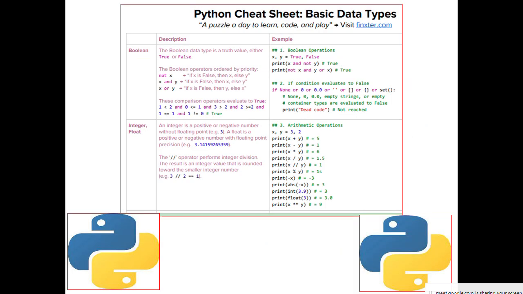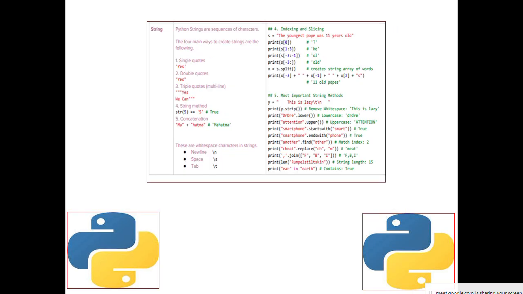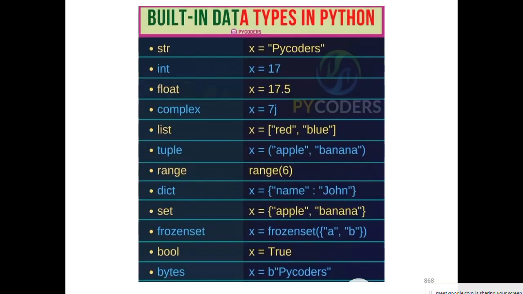So these are the operations. If you see the operations, there are many, like boolean operations, integer and float operations. These things, the cheat sheet, you need to practice. String operations we will do now. So these are the built-in data types in Python.